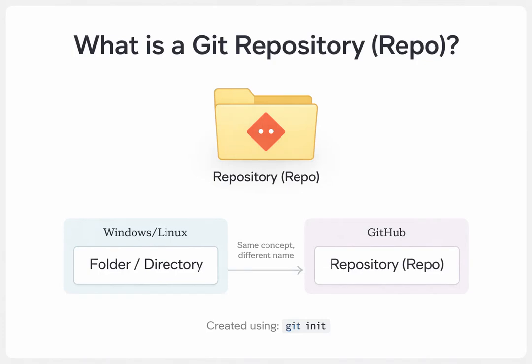What is a repository, or repo? A repository is simply a folder, just like a folder or directory on your Windows or Linux system. The difference is that on GitHub, this folder has a special name. It's called a repository, or repo for short. So when someone says create a repo on GitHub, they just mean create a folder that Git is tracking. And how do you create one locally? You use the command git init. That command initializes a new Git repository in your current folder.